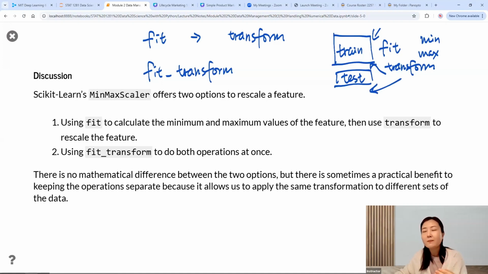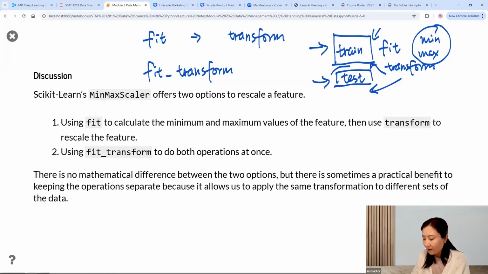That is because, remember, our model will be trained using the training set. Consequently, our test set is assumed to be in the same population as the training set, and the model is fitted using the training set. So it will be better to use the min and max parameters calculated from the training set to scale our test set, so that the test observations are assumed to be from the same population as the training set.